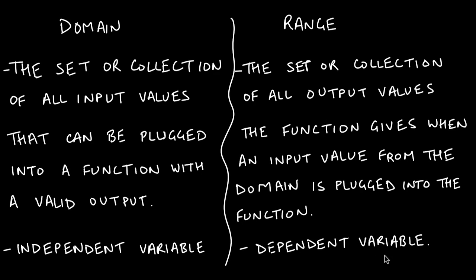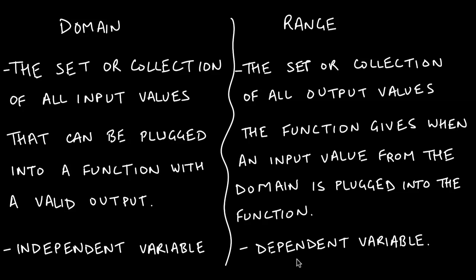This is a dependent variable, and the reason why that's the case is because the output depends on the input. The input does not depend on anything. The input could be anything it wants to be as long as it is within the domain. However, the output always depends on the input, so that's why we call that the dependent variable.